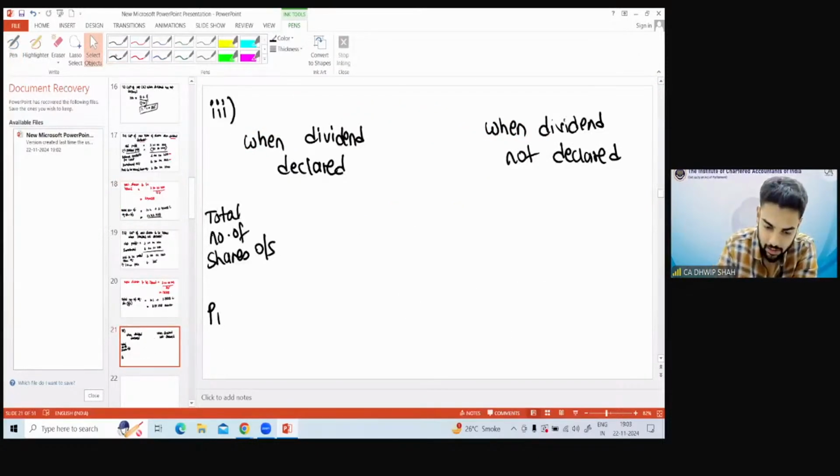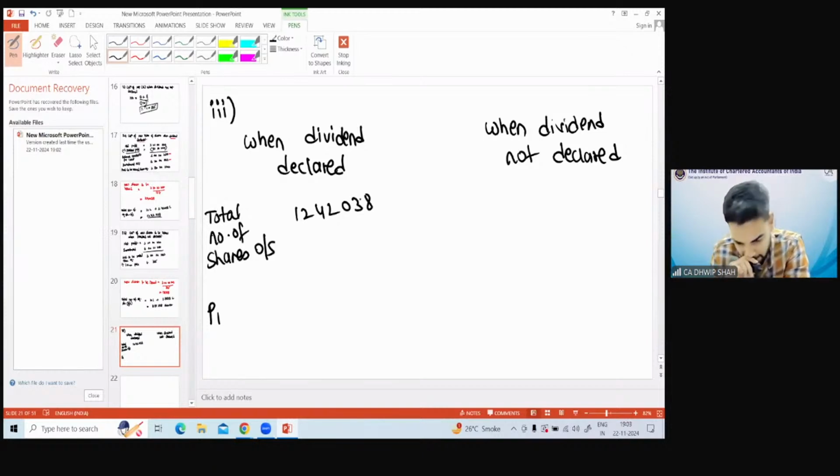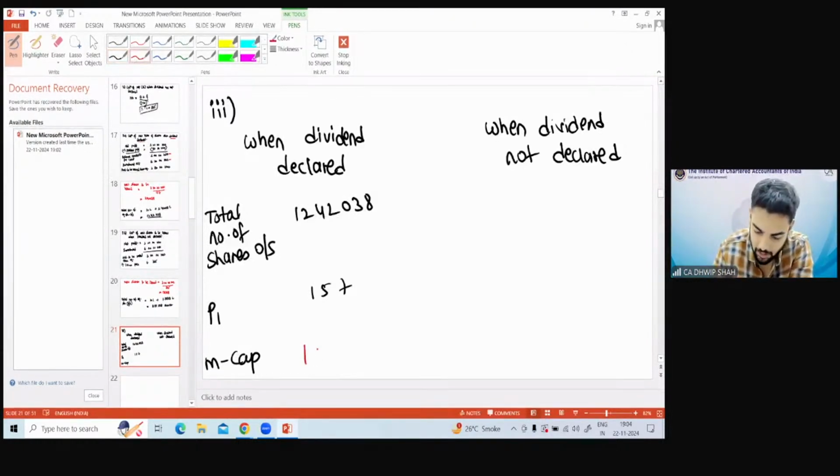So 1242,038. And what was the price? The expected market price at the end of year one when dividends were declared was 157. So multiply it. Market cap, how much? 9.5 CR approx. Not 9.5, but 19.5 CR. Everyone? Yes, approx 19.5 CR.